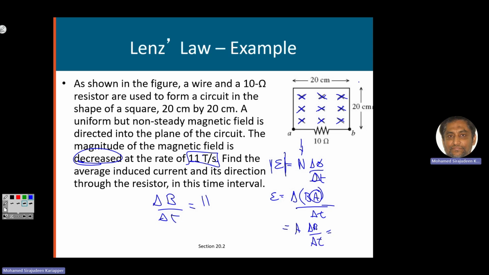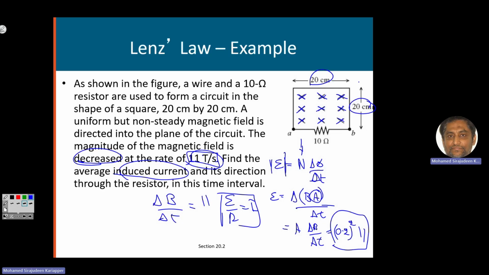Now I can substitute. A is equal to 20 by 20. That means in meters it will be 0.2 squared. And dB by dt is given in the question, 11. So you will find the EMF. But he wants the current. So this is having an EMF of this much. Divide by the resistance will give you the current. So you can get the value, right, fine. We can get the induced EMF, also we can get the induced current.